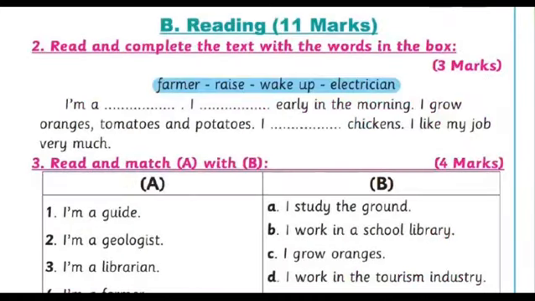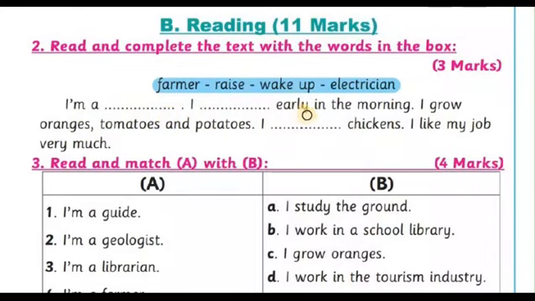B. Reading. 2. Read and complete the text with the words in the box. Farmer. Raise. Wake up. Electrician. Farmer. Raise. Wake up. Electrician.